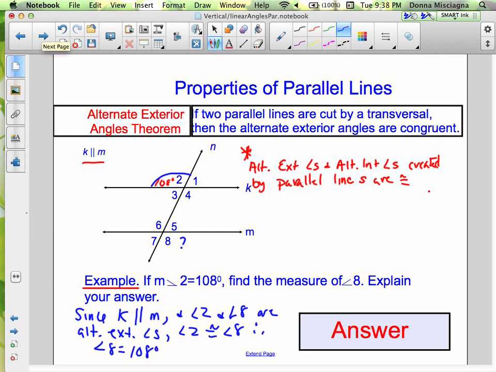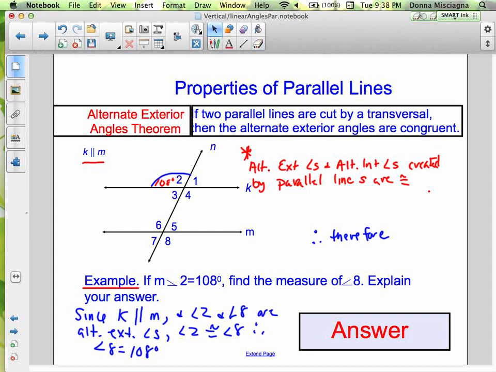And just so you know, those little 3 dots there, they're an abbreviation. That means therefore. So I can write something smaller. So I don't need a question mark there anymore. I can put a congruence mark and I can write in 108 degrees. Those are congruent.